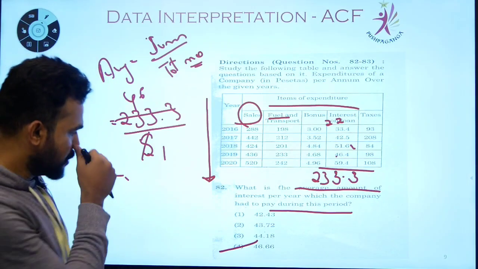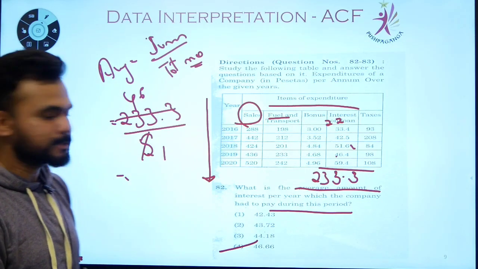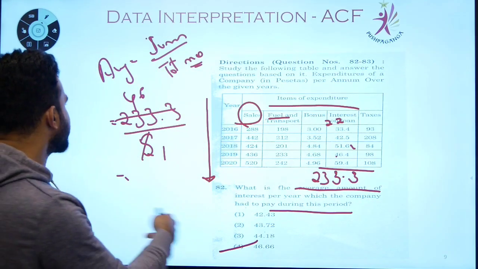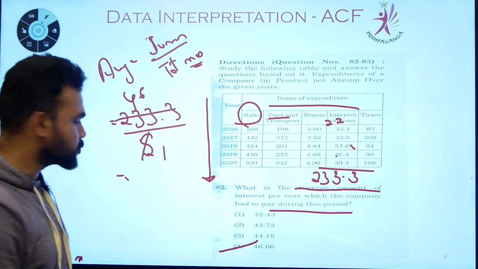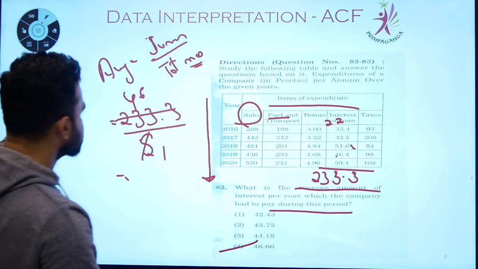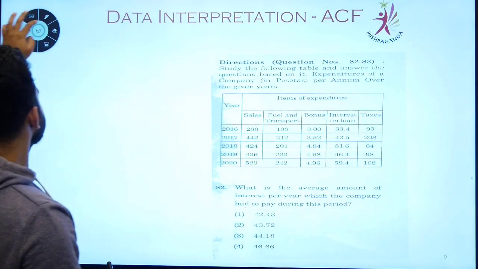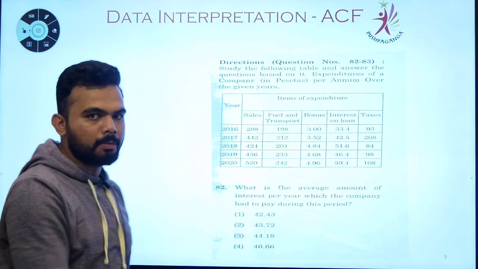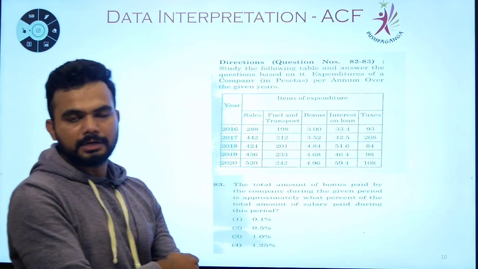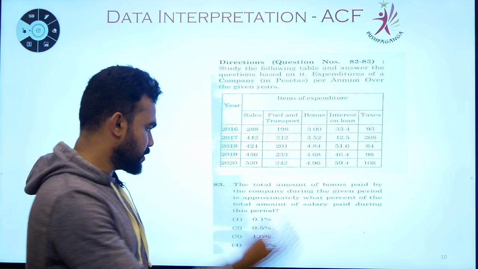So the answer will be 46.66. Yeah, 46.66, so the average is 46.66, not percentage, sorry. So now again we are going with the next question. So that is the answer for this. Again I said in the initial itself, no need to solve the whole problem if you get the answer earlier itself, because in the examination we need to preserve time for the next questions.